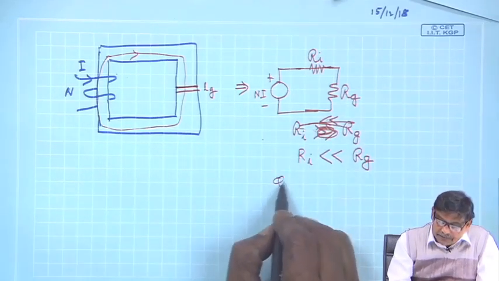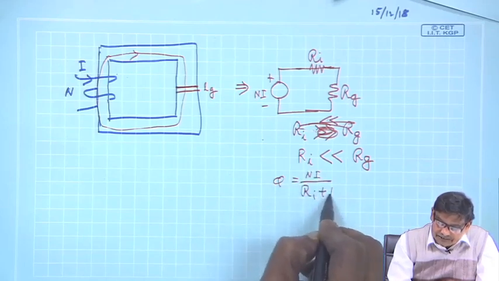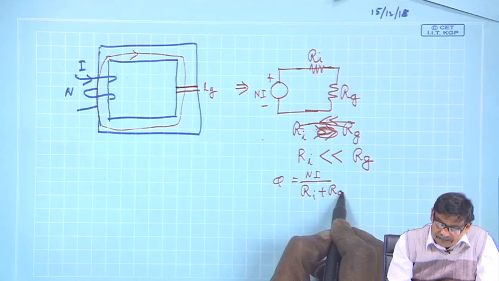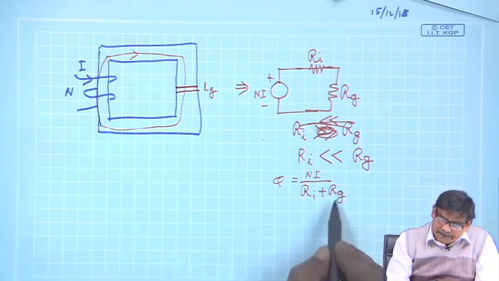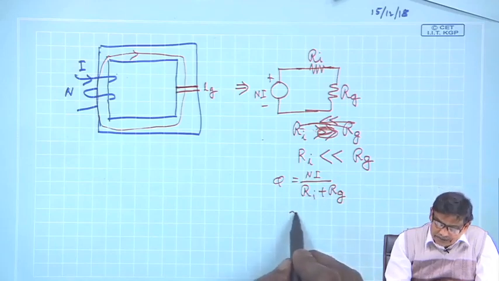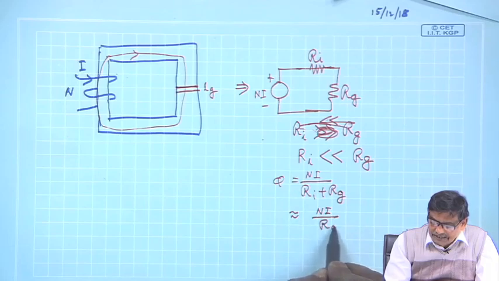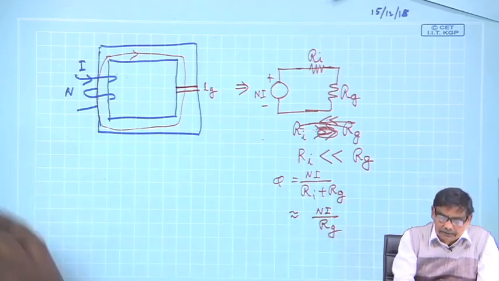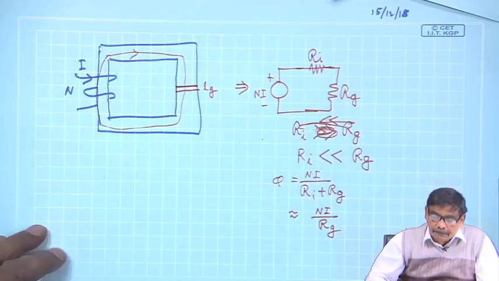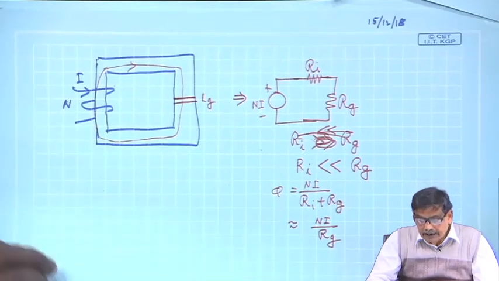Strictly speaking, this flux will be MMF divided by the reluctance of iron plus the reluctance of the gap. But the reluctance of the gap is very high compared to R i, so whether you add R i or not, it is simply like this. That is the meaning of that assumption. So, all the MMF will be dropped across the air gap.